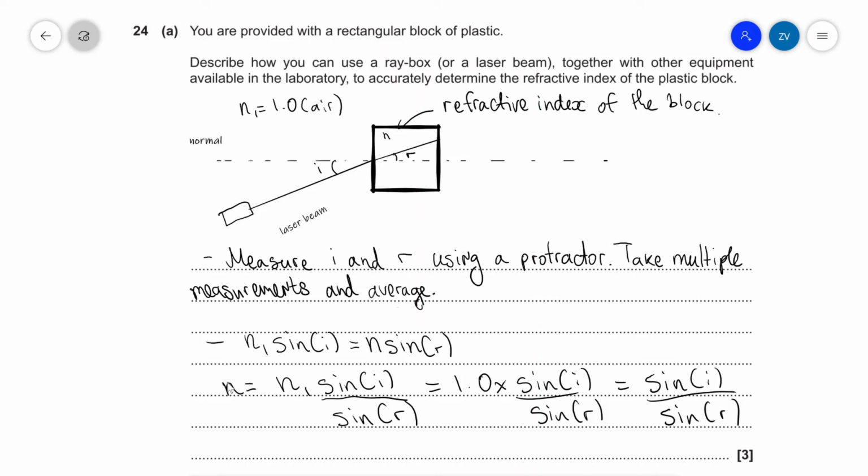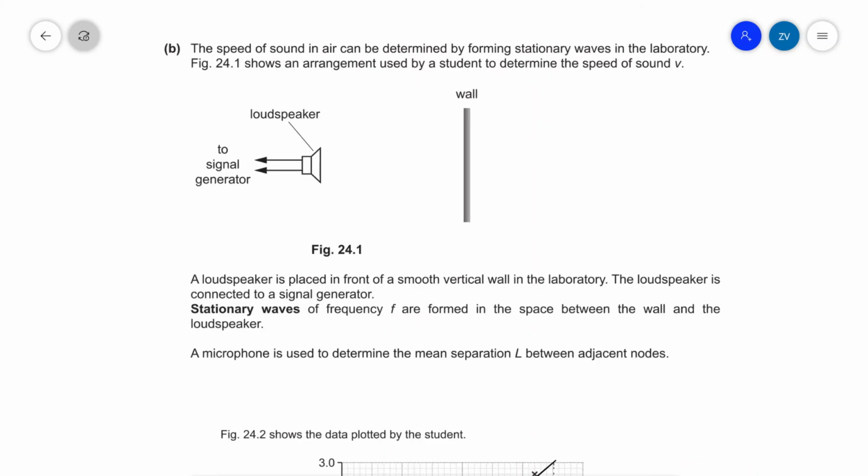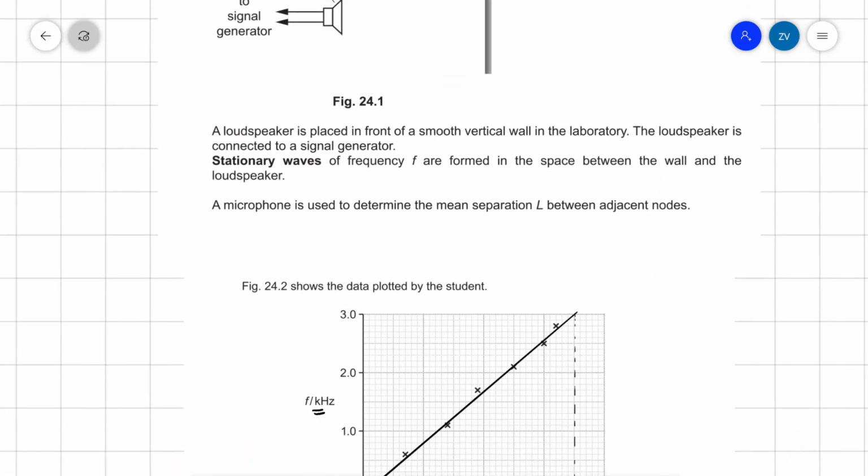This means that n will be equal to 1.0 times sine of I over sine of R. In other words, the refractive index is equal to the sine of the angle of incidence divided by the sine of the angle of refraction. Part B, the speed of sound can be determined with the following arrangement: with a stationary wave, when we vary the frequency, and we also measure the length.